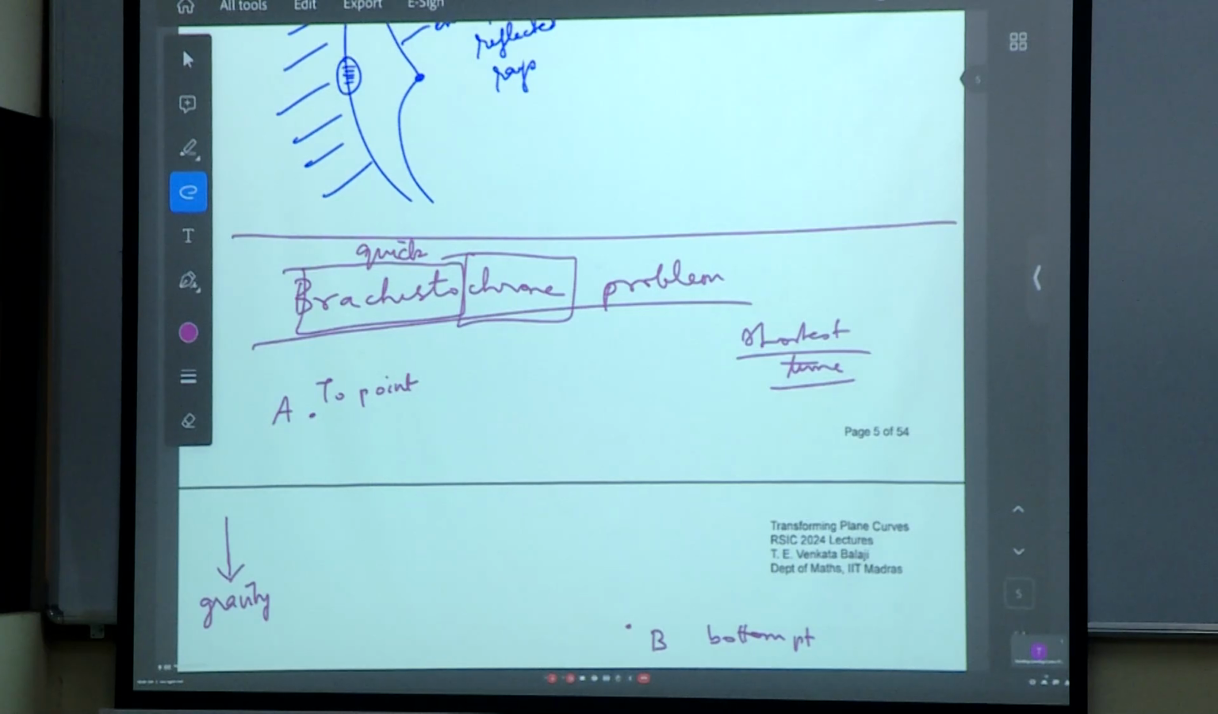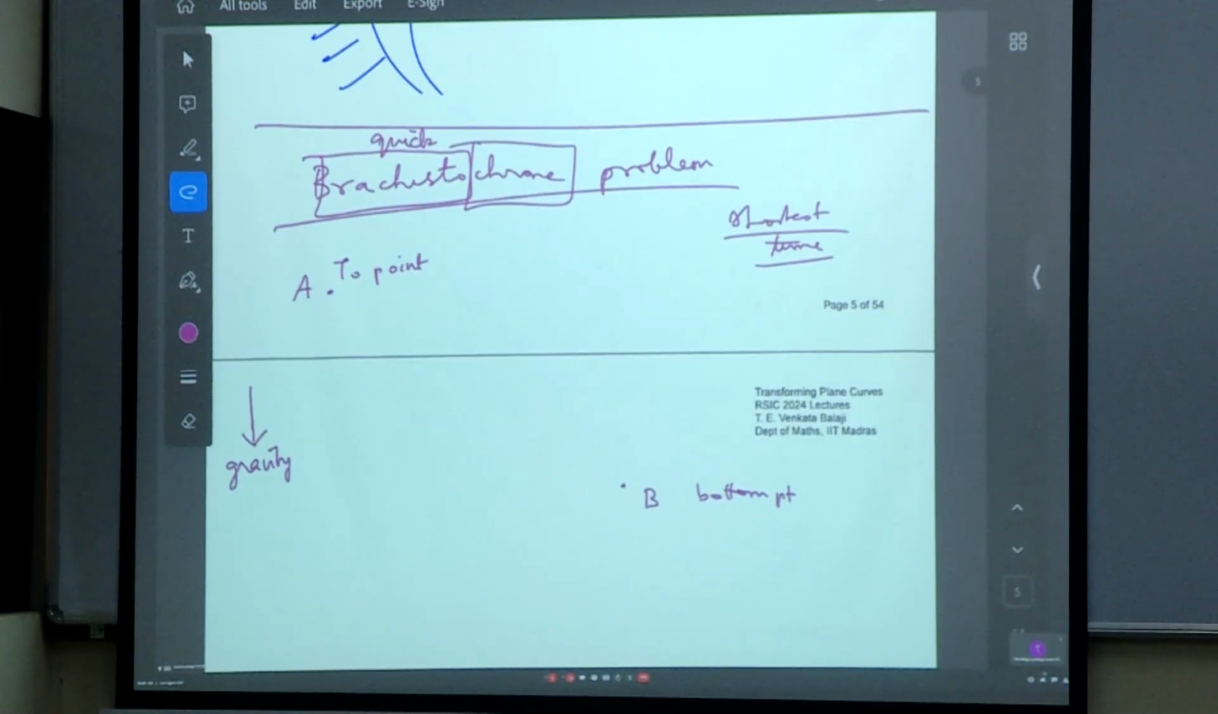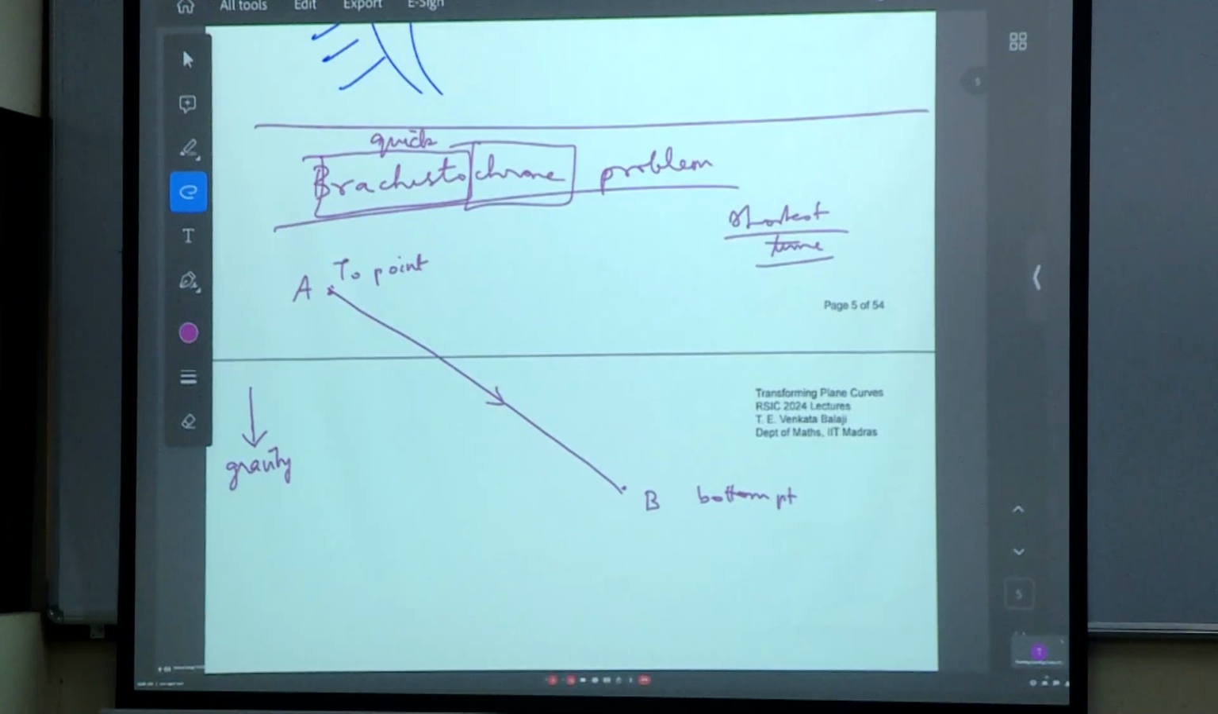I want a curve like that. You can think of all kinds of curves. I can think of, of course, the straight line. Then I can think of something curved like this. Let me draw some more. I can think of something like this. Then something like this. And I can also think of something like this: I go down vertically.